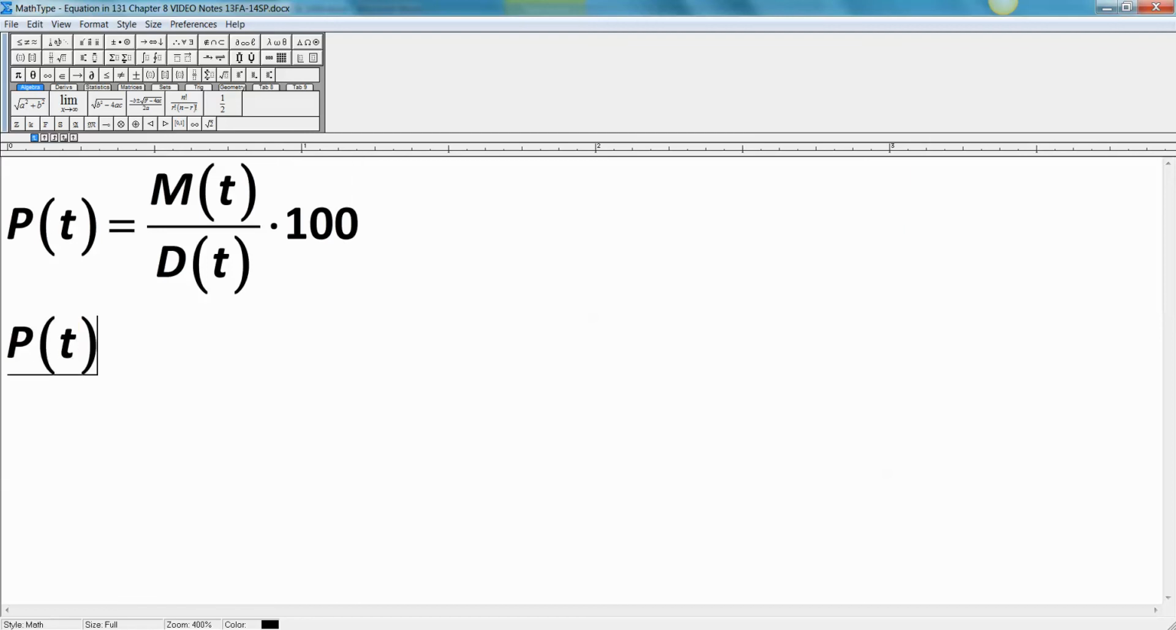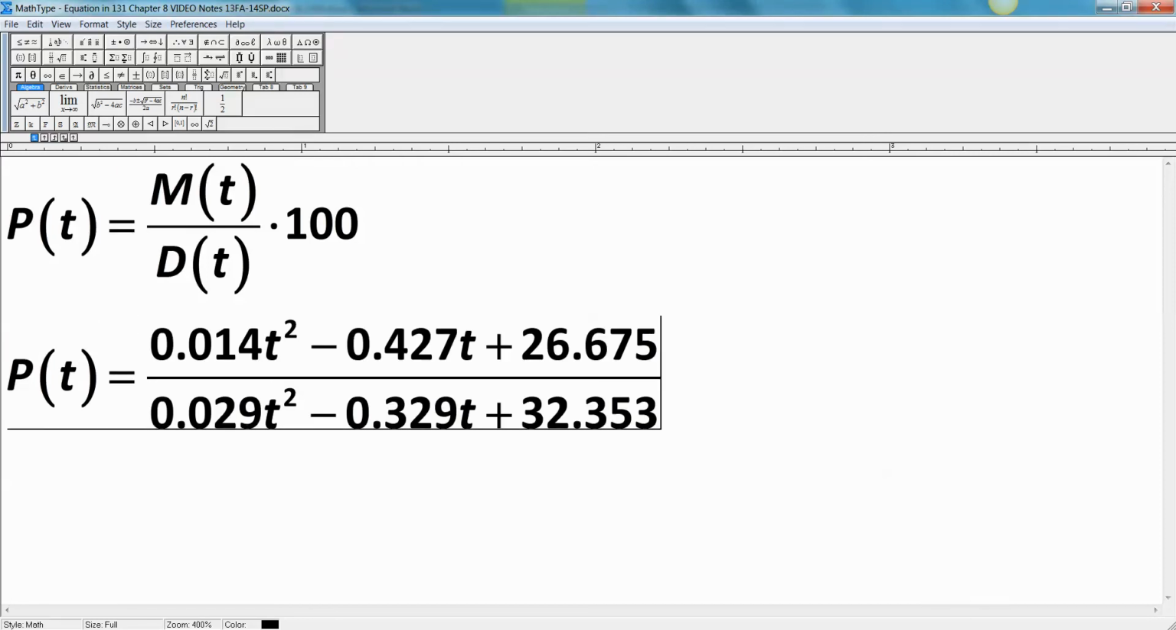All right, so then let's look at what our two functions are. Let me type those up. All right, so we have 0.04 t squared minus 0.427 t, times 100, plus 26.675, and then over 0.029 t squared minus 0.329 t plus 32.353. As a matter of fact, let me put that right up here.